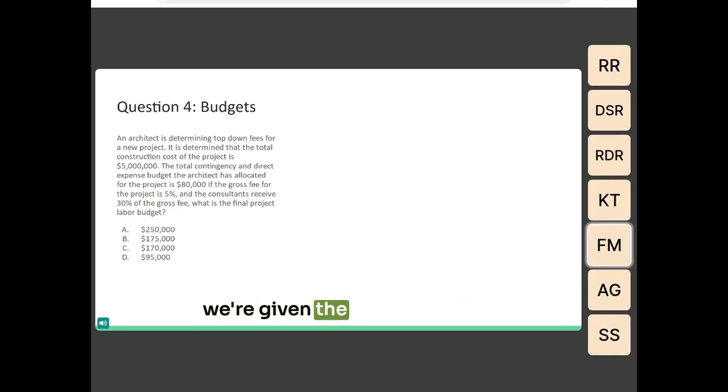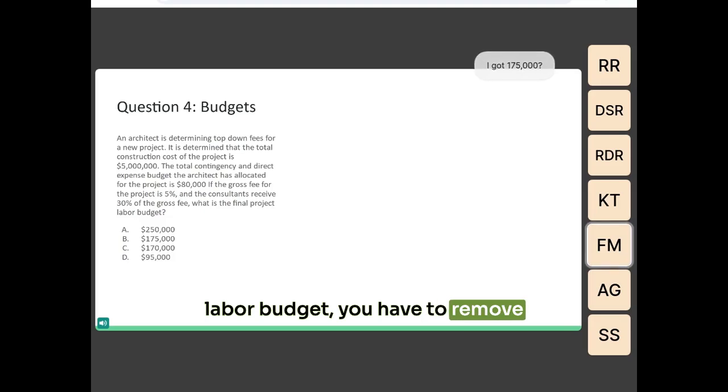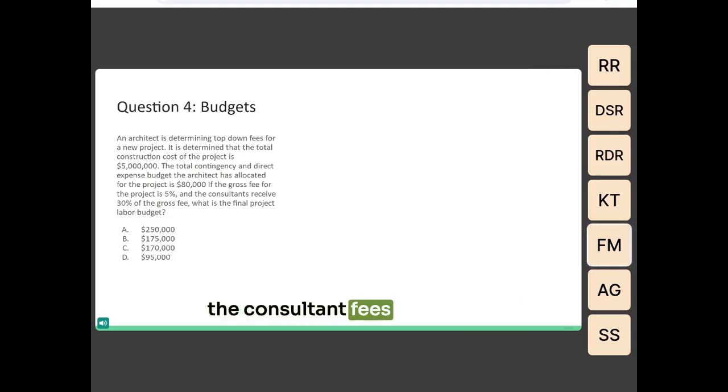Sure. We're given the total construction cost of $5 million, and we're told that the gross fee is 5%. When you get 5% of the $5 million, it's $250,000. So that's the gross fee. And then in order to get the project labor budget, you have to remove the consultant fees as well as the contingency and direct expense costs.